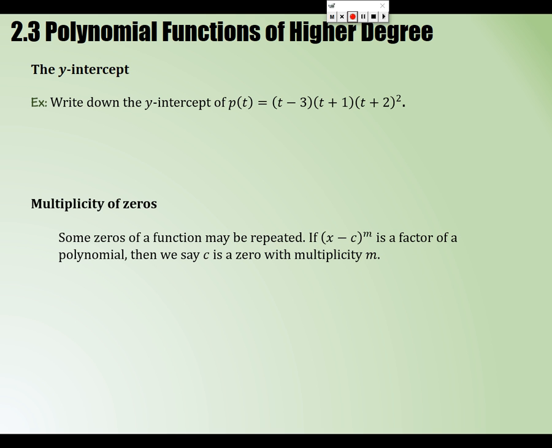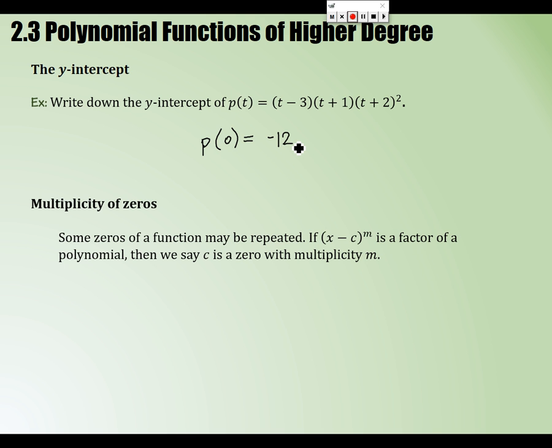All right, Shashir, help us out with the y-intercept. So I get 0 for t. You get -3 for the first thing, 1 for the next one, and then 4. 2 squared, yeah. 2 squared, 4. So then it's just -3 times 4, -12. Good.